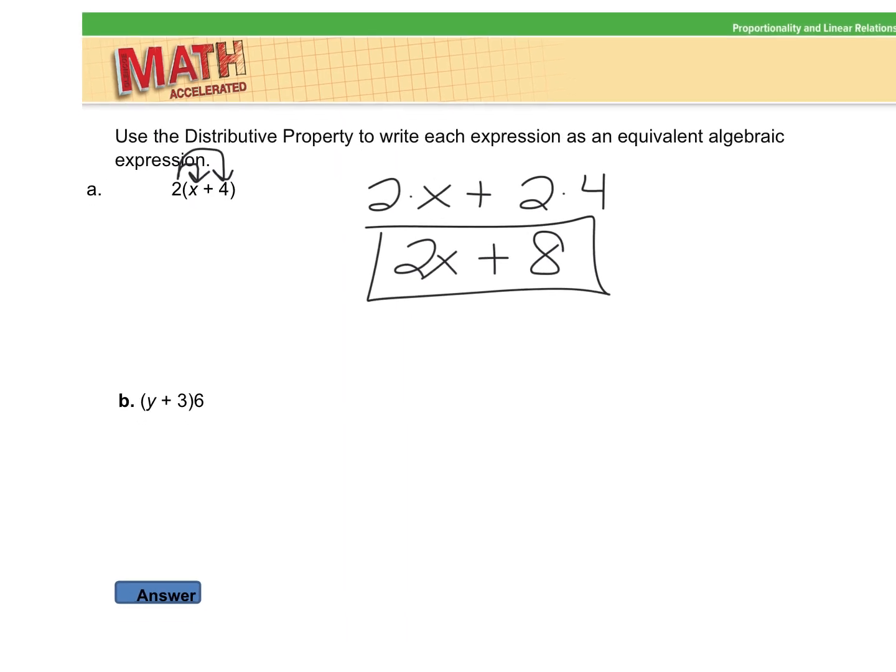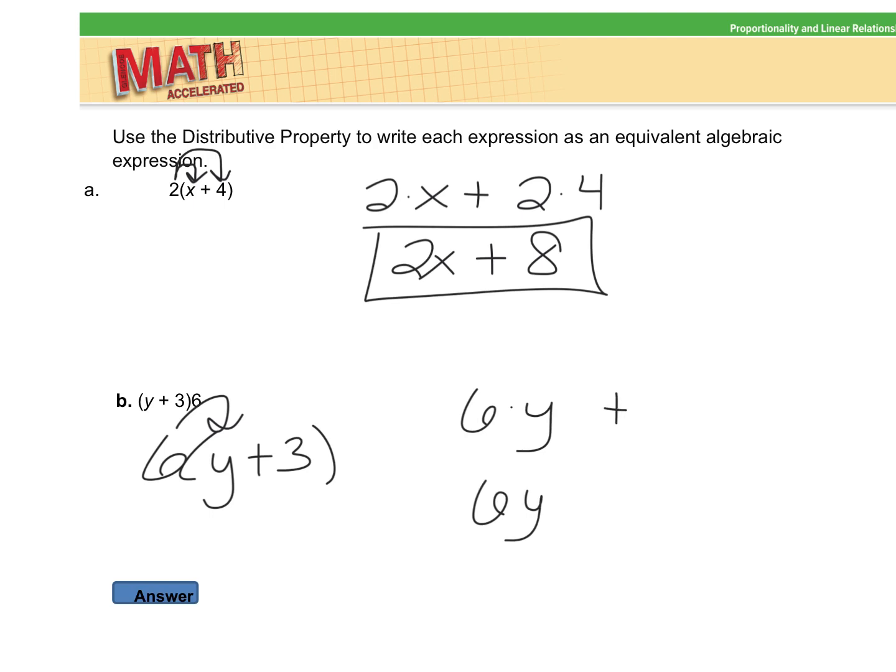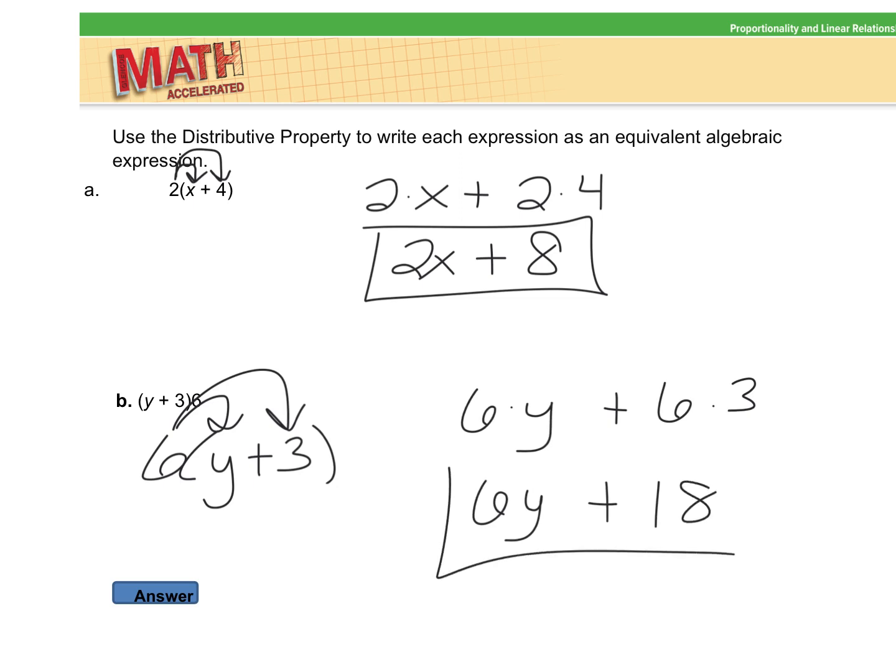Okay, on B, what do I not like about B? It's flipped. Flip it back. It's alright. Okay, what's my first step with distributive property? 6 times y. We do get 6y. And then we have plus 18. 6 times 3, which is 18. Can I do anything with that? No. Any questions on those two? Those were distributive property with addition.